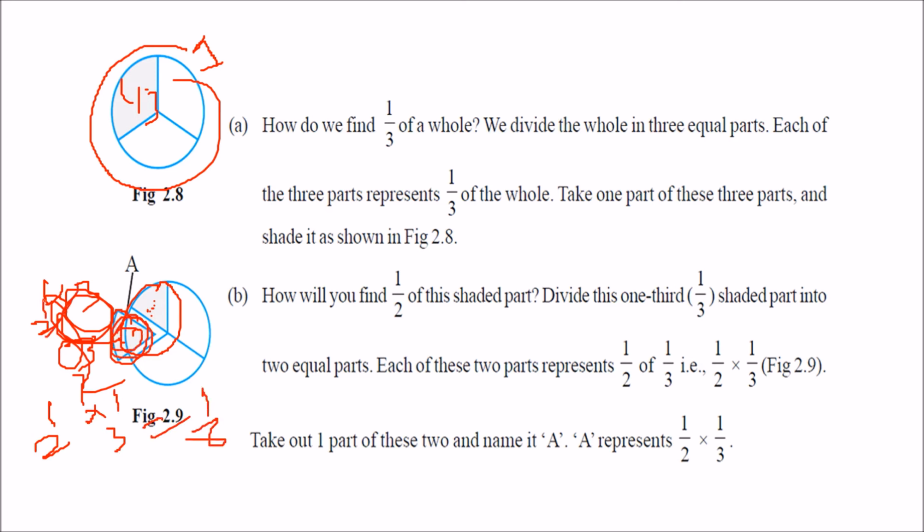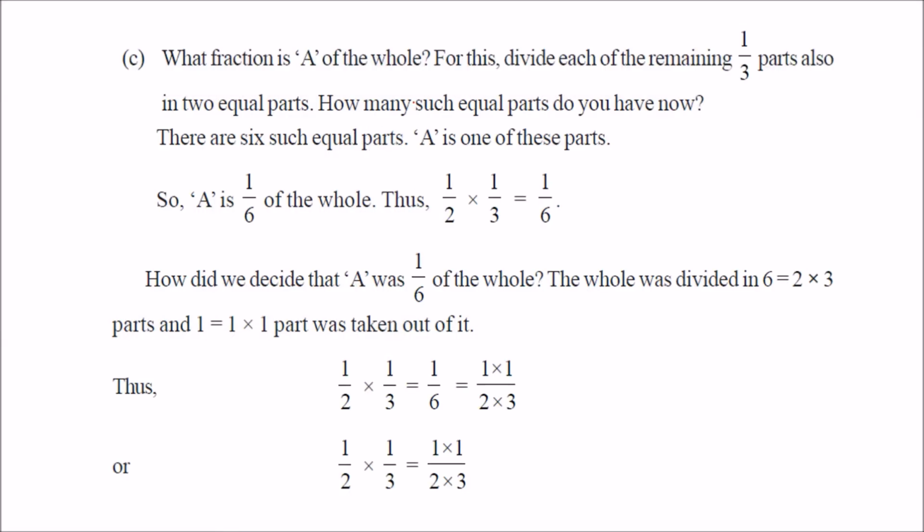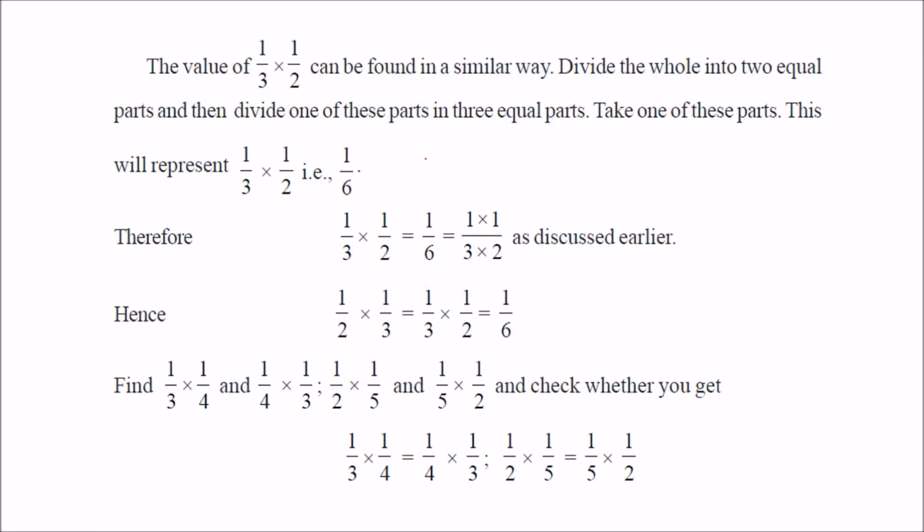So eventually what you find here is that you are multiplying the numerator with numerator, denominator with denominator. This is what you have to do. So every time when you have two fractions, you have to multiply numerator by numerator, denominator by denominator, because you are finding the part of a part. 1 by 5 of half is what? 1 by 10.